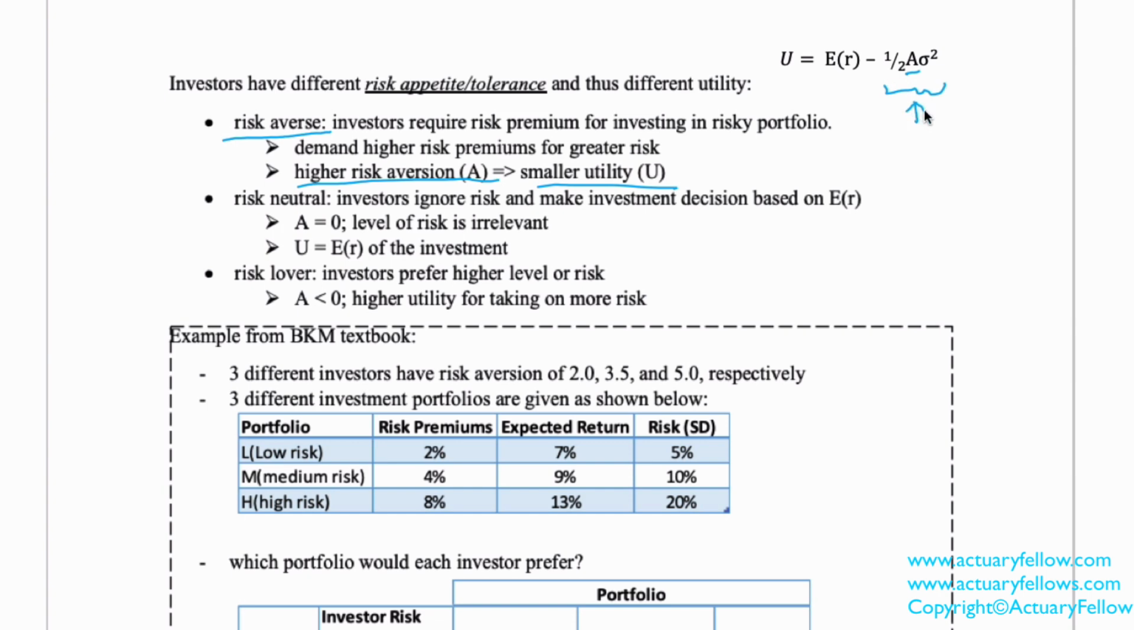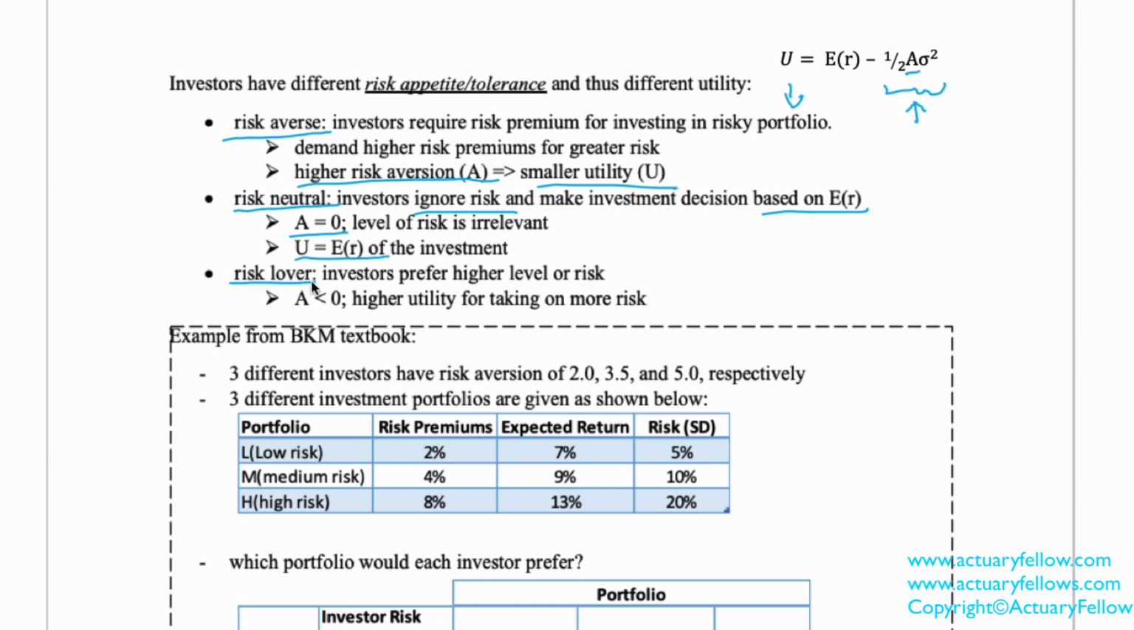The utility is lower. On the other hand, risk-neutral investors ignore risk and make investment decisions based only on expected return. Their risk aversion A is 0. The level of risk is irrelevant in their decision-making for investment. The utility is simply the expected return of the investment.